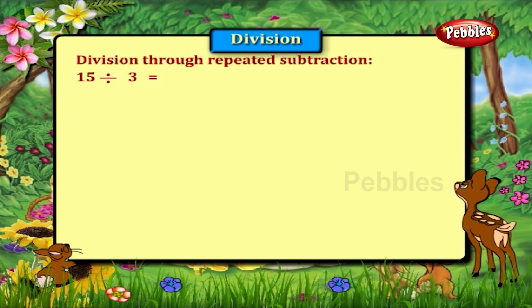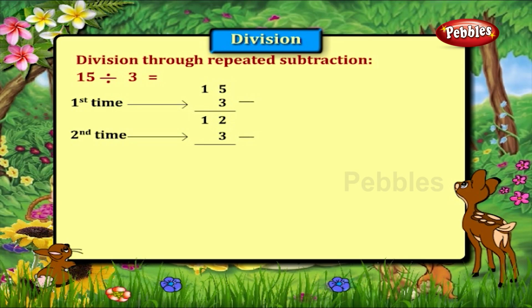15 divided by 3. Let us subtract 3 from 15 repeatedly. The first time, 15 minus 3 is equal to 12. Second time, 12 minus 3 is equal to 9. Third time, 9 minus 3 is equal to 6.